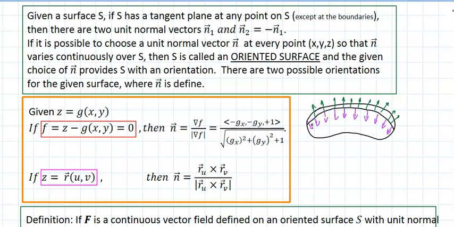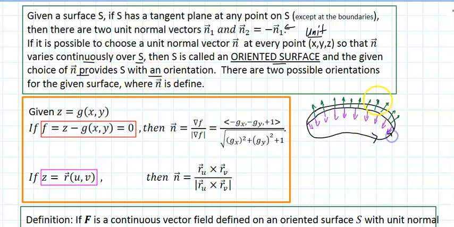So if there is a tangent plane, if I could find the tangent plane, that means I could find a normal vector, because to find the equation of a tangent plane, I need a vector that's normal to the actual plane. Now, I want n to be a unit vector, and I'll mention why that is in a minute. If it is possible to choose a unit vector n at every point on x, y, z, so that n varies continuously over S, then S is called an oriented surface. And the given choice of n will provide S with a certain orientation.